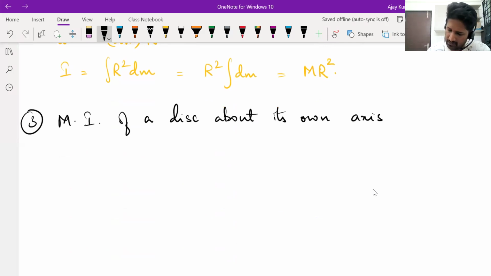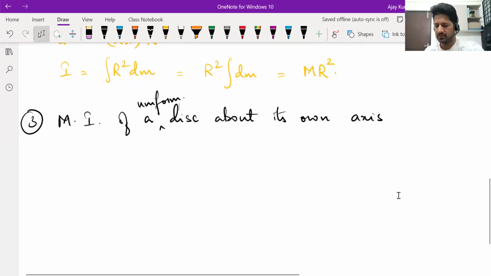And we have to mention that it is a uniform disk. Uniform means the density is same all over. First, one of you tell me, what kind of a mass distribution is a disk? Linear, areal, or volumetric? What kind of mass distribution is a disk? Areal mass distribution. It's an areal mass distribution, correct. So assume the disk mass is m, radius is r.